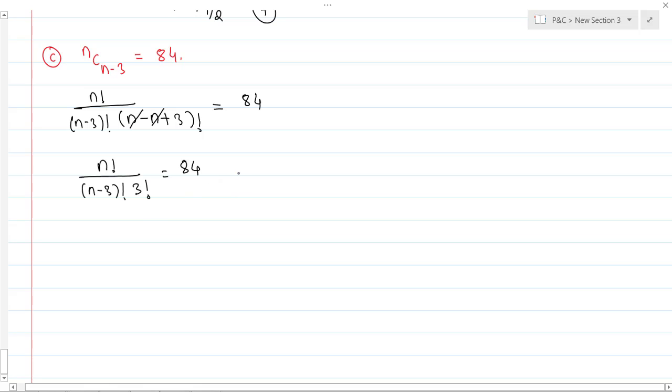Okay. So if you solve this, which one will you expand now? You will expand n factorial. So n into n minus 1, n minus 2, n minus 3 factorial divided by n minus 3 factorial into 3 factorial. This is equal to 84. So n minus 3 and n minus 3 cancel. 3 factorial is nothing but 6. Okay, so take that 3 factorial to this side.